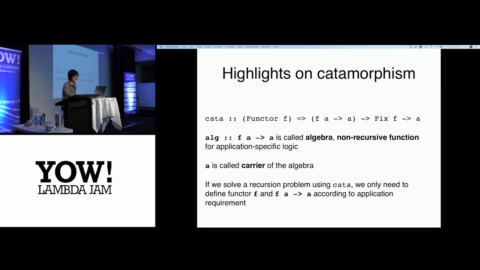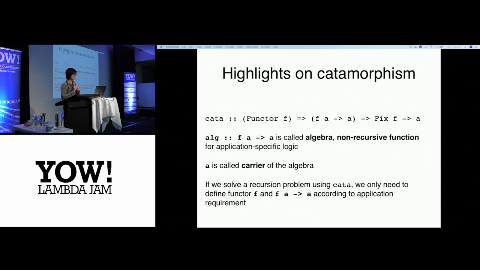And yeah, some highlights on the catamorphism: the function FA to A is called the algebra. It's the non-recursive function for application-specific logic. And A is called the carrier of the algebra. Therefore, if we solve a recursion problem by using this cata function, we only need to do two things.